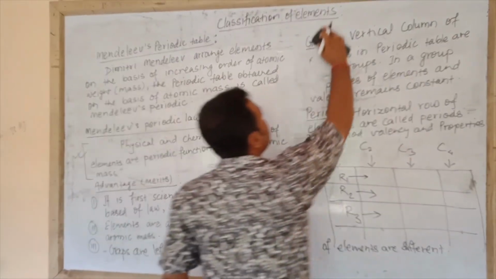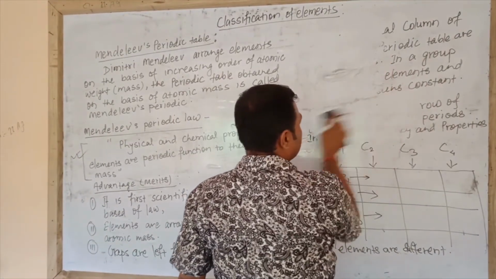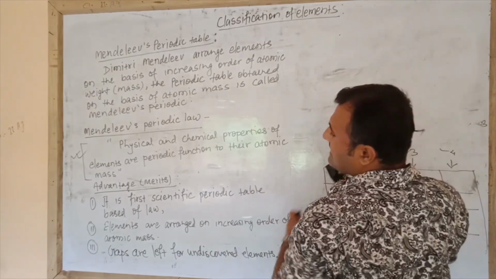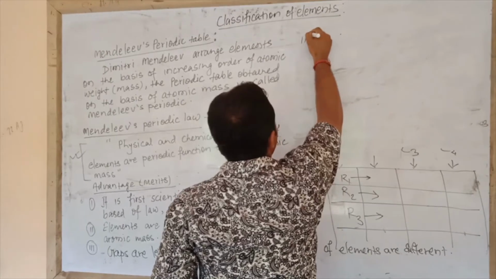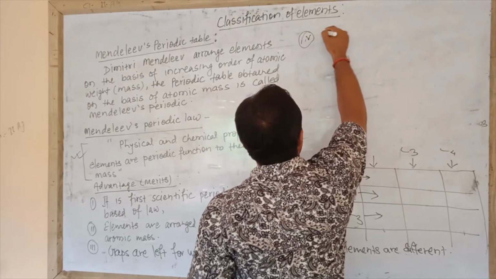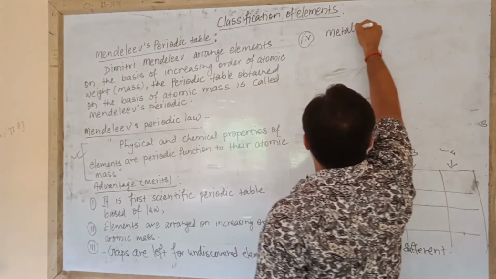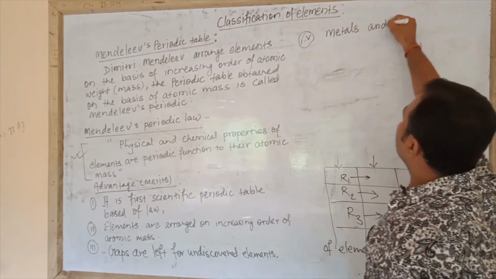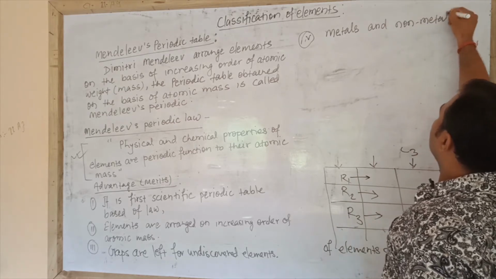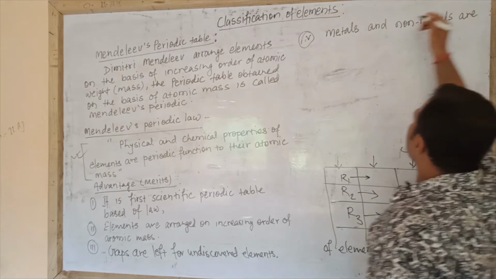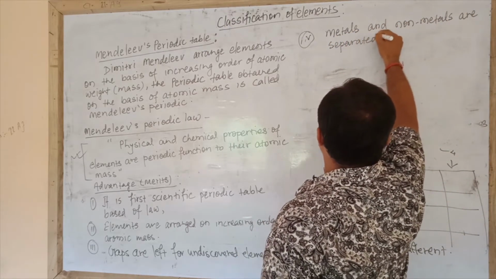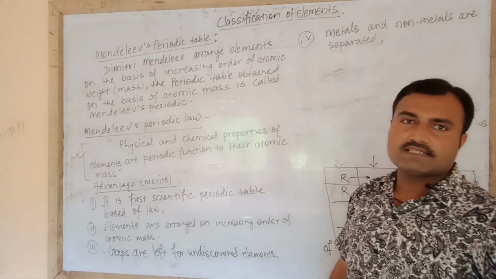After that, in the Mendeleev periodic table, metals and non-metals are kept at different places. And here we write, metals and non-metals are separated or kept in different places.